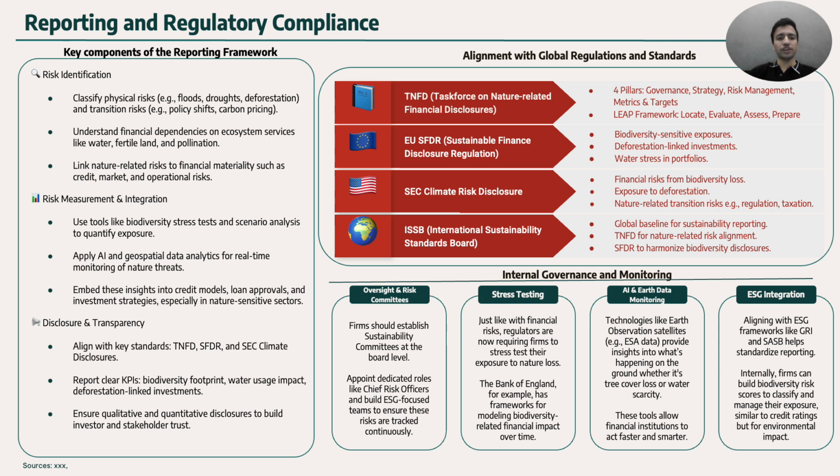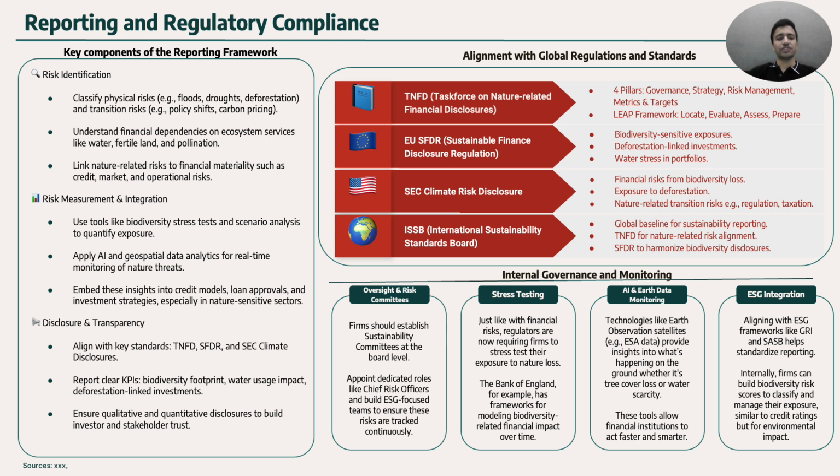Let me walk you through the key aspects of reporting and regulatory compliance for nature-related financial risk. The framework begins with risk identification, where firms classify physical and transition risk and assess financial dependencies on nature. Next is risk integration, using tools like biodiversity stress tests and AI-driven geospatial monitoring. The third pillar is disclosure and transparency.